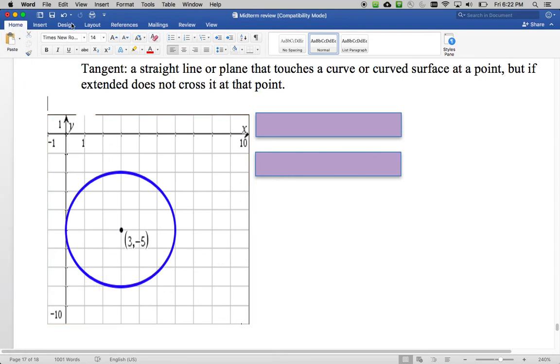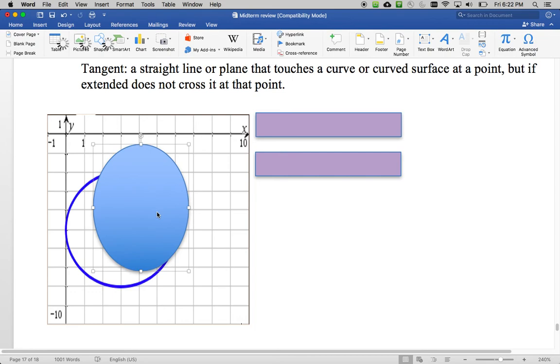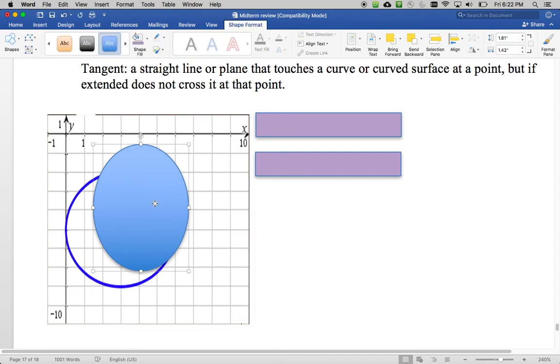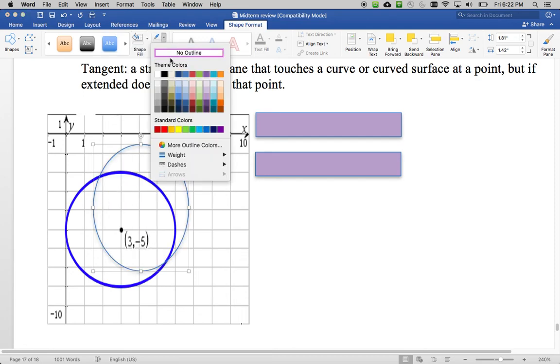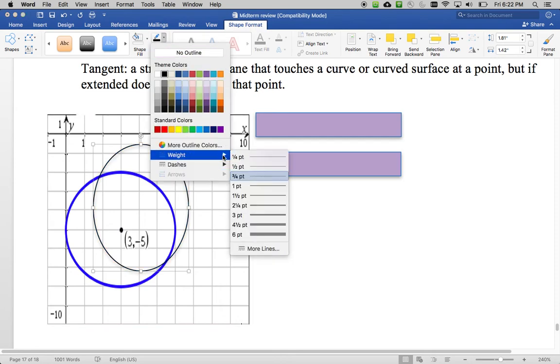So let me just make another circle. Let me see if I can insert a circle. There we go. Let's say we have a circle and I want it to not be filled in, but I want a thicker line. Oops. Let me make a thicker line.